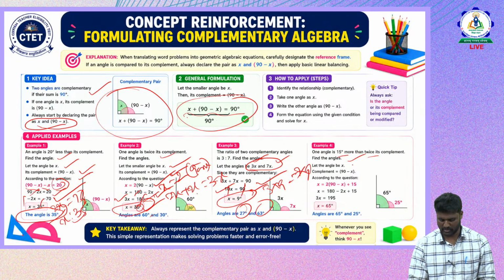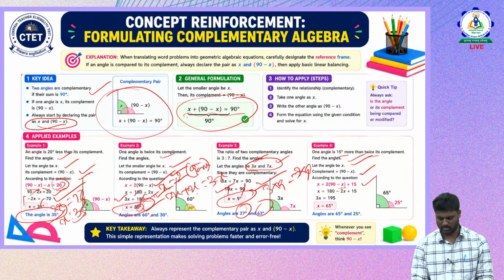So let the angle be x and the complementary angle 90 minus x, according to the question. One angle is more than twice its complementary angle, so twice the complementary angle plus 15. In such a case, how do you do this? 2 into 90 minus x, plus 15.